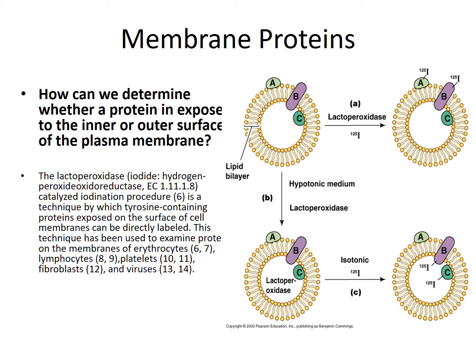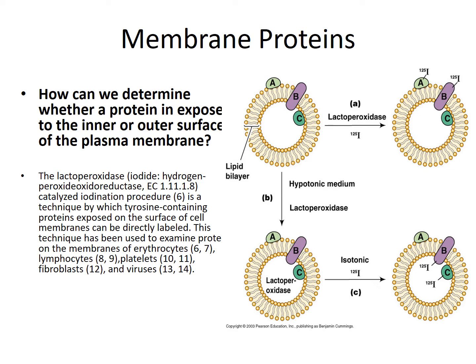So how do we determine whether a protein is exposed to the surface or not? The first experiment used an enzyme known as lactoperoxidase. Proteins containing tyrosine that are on the cell surface would be labeled with radioactive iodine-125. So this enzyme, in the presence of the radioactive iodine, will label proteins.